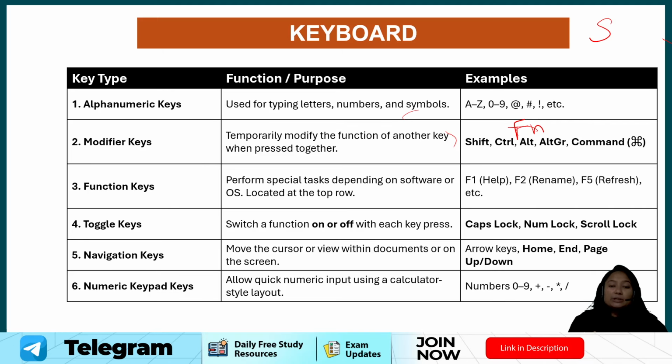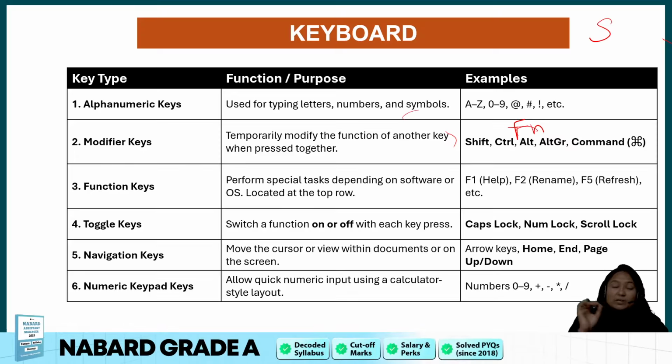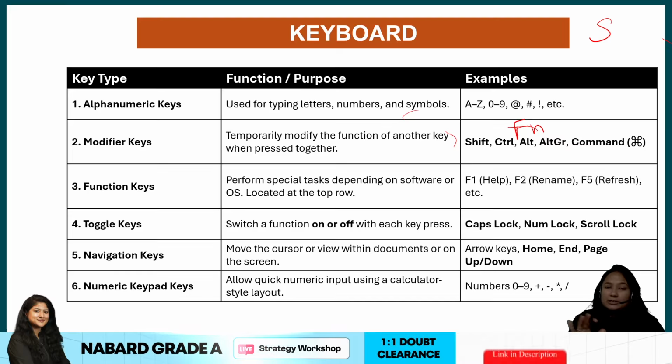Then we have the toggle keys. Toggle keys are basically to turn on or off the function of specific keys, just like we have the caps lock. So what does caps lock do? When caps lock is on, or the light is on, all the keys, if we press alphabets, they will be in capital. But when it is off, the letters will be in the smaller case.